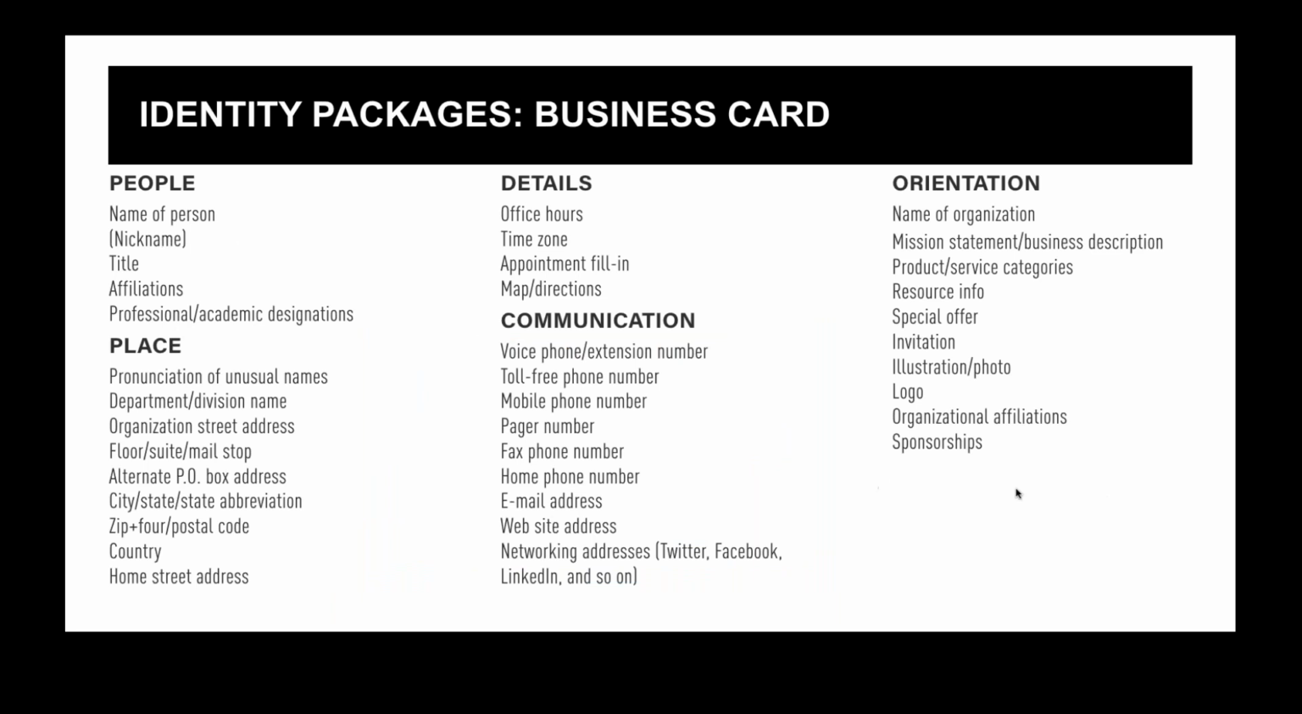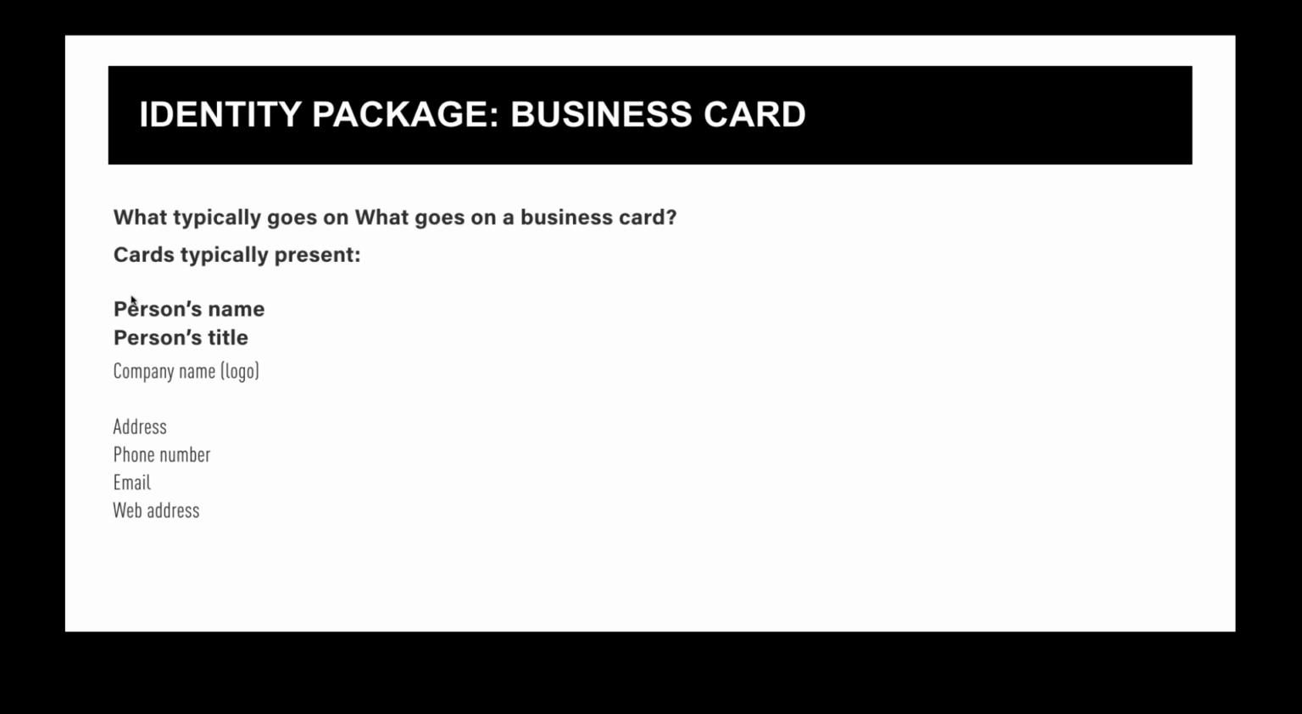This is all the stuff that could potentially go on a business card, but certainly you wouldn't put all this. You want to sort of focus the hierarchy on the key things that you need: the person's name, their title, the company name, which will be in the logo, address, phone number, email, web address. That's typical. So gather it in a sort of hierarchy.